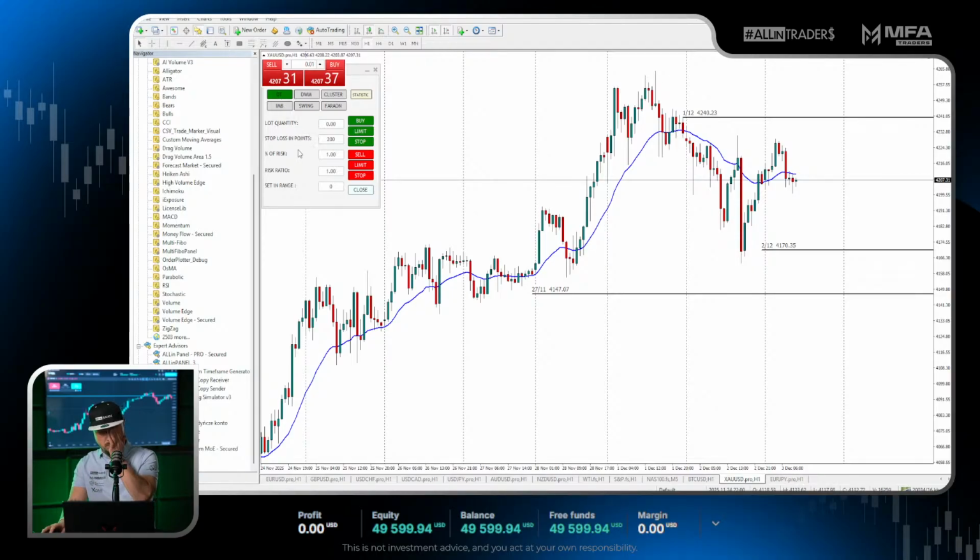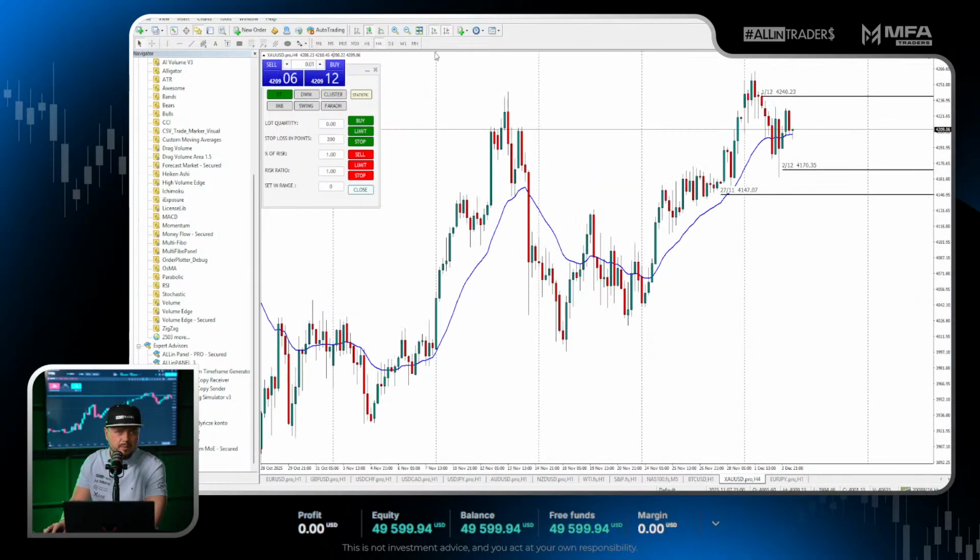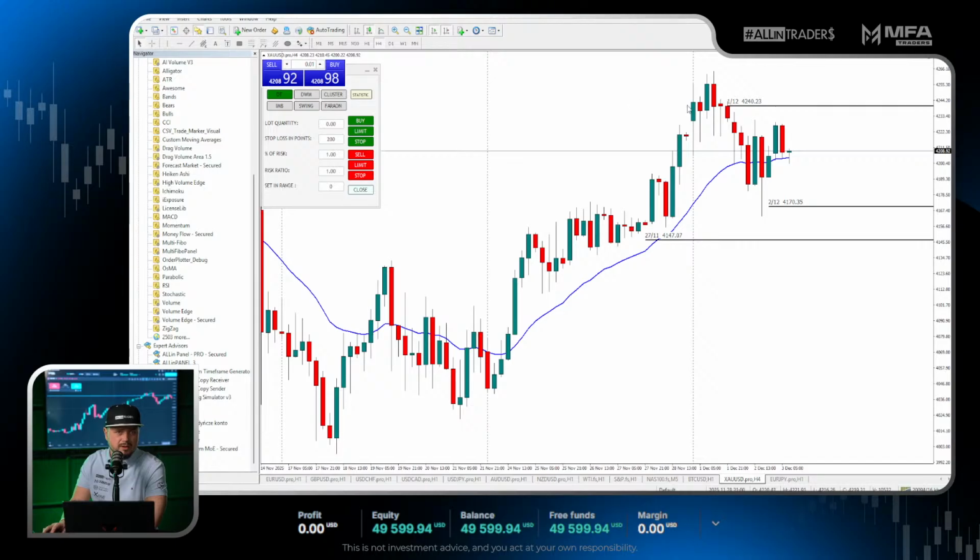Oh, we do have nice targets. We do have a nice target. This is very nice. 300 pips. Perfect. Let's jump into the 4-hour time frame. Let's check what the market structure is on the 4-hour time frame. But I'm pretty sure we are bullish.